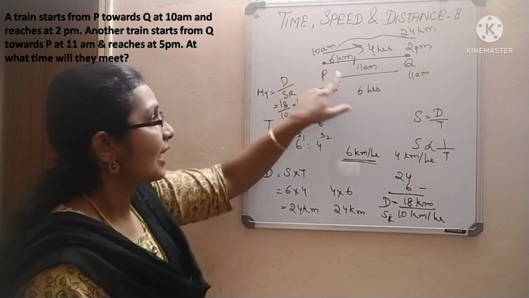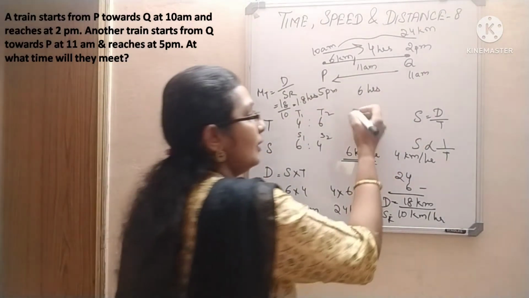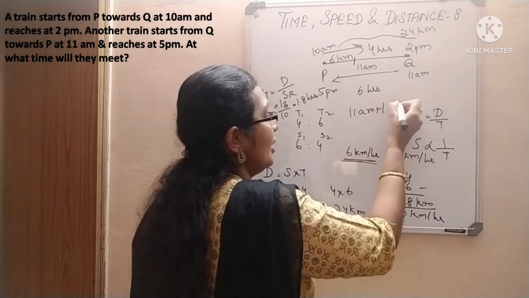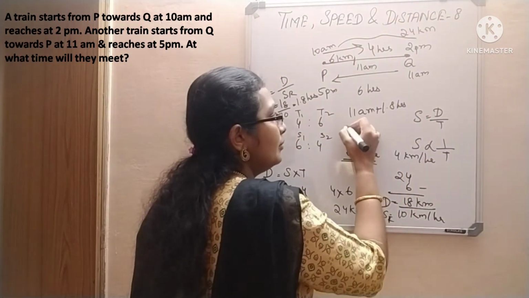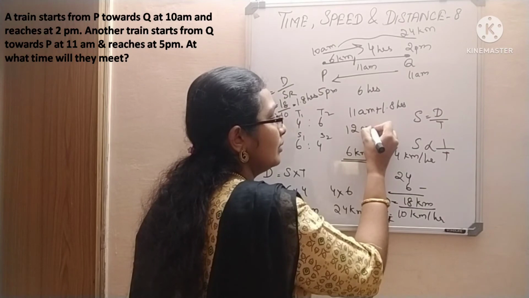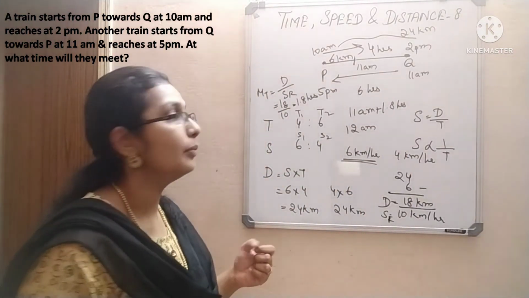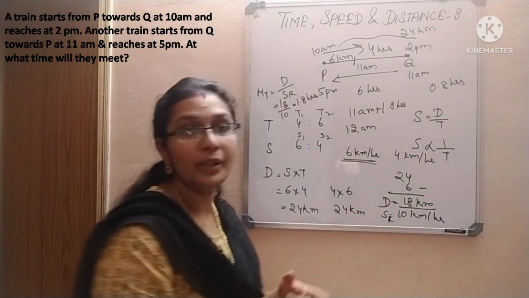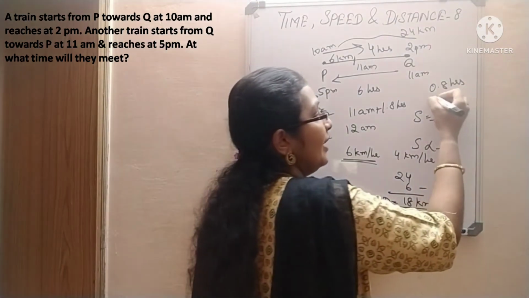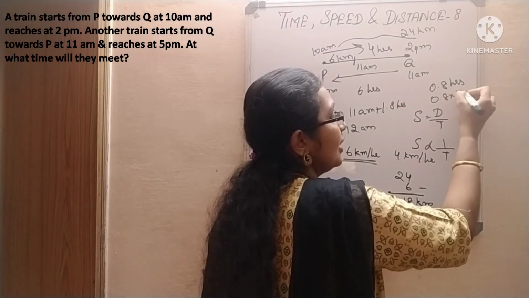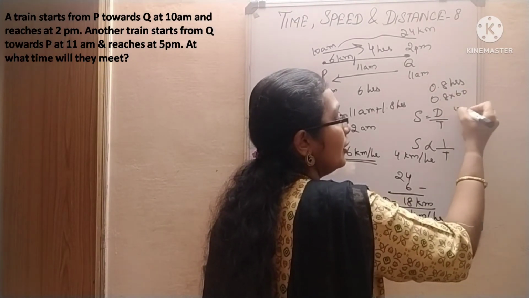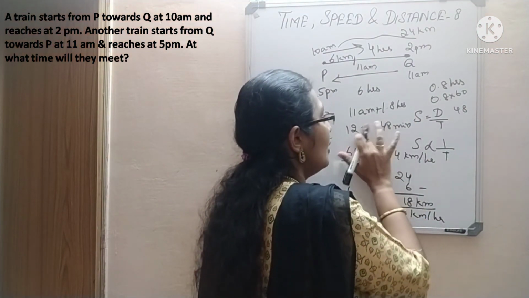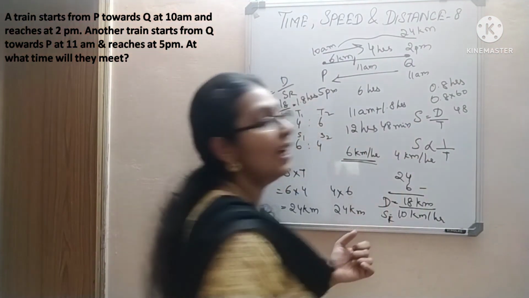Okay. So I am starting from 11 a.m. 11 a.m. plus 1.8 hours: 11 a.m. plus 1 hour means 12. Correct? What will you do with 0.8? It means 0.8 hours. In order to convert to minutes, you will have to multiply it by 60. Correct? So 48 minutes you will get. Clear? So 12 hours and 48 minutes is your answer.